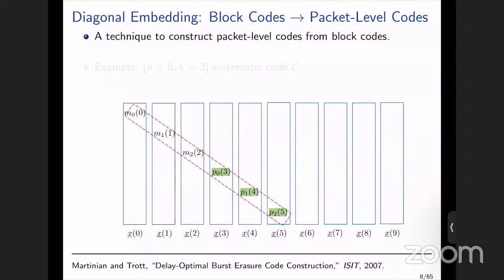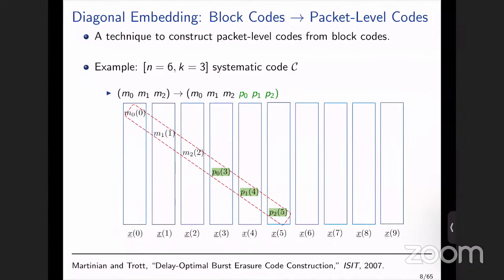Okay, so that technique is called diagonal embedding. It's a very simple technique, which was introduced in this paper by Martinian and Trott. So the idea is as follows. Let me go through an example. Suppose you have a (6,3) linear block code, a systematic block code. Okay, so since it's a systematic code, if you have message bits M0, M1, M2, you can basically generate a codeword which is nothing but M0, M1, M2, and then there'll be 3 parity bits, right? P0, P1, and P2.